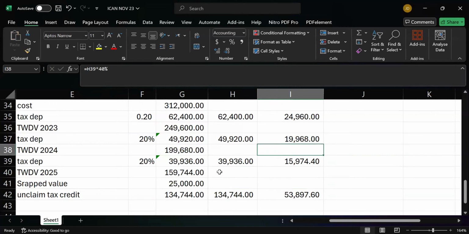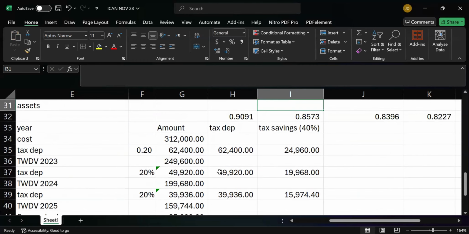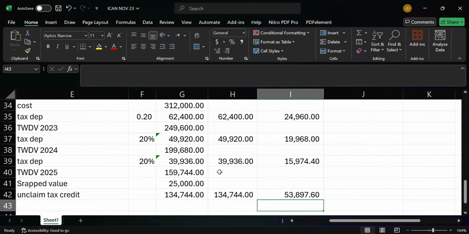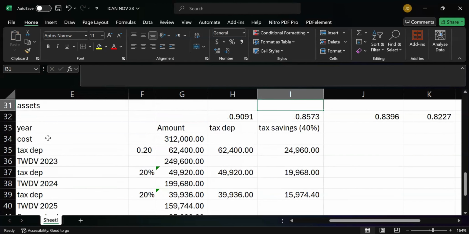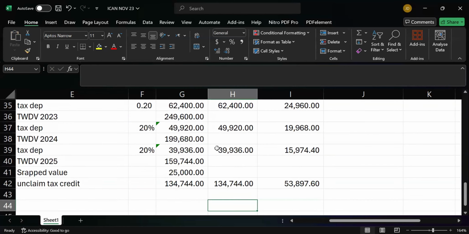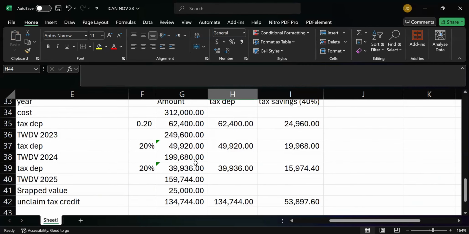Okay, so I'm assuming you already know how to do this. I'm not going into much detail about the calculation, but the only difference here is that the capital allowance started from year zero instead of from year one. So that's the only difference here.